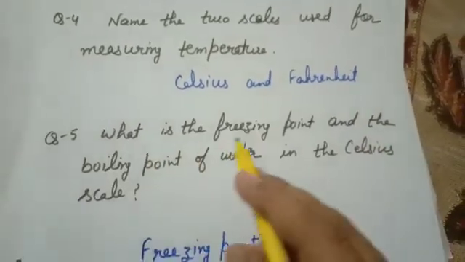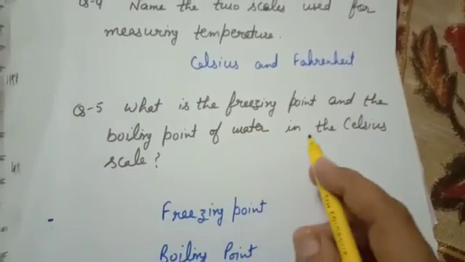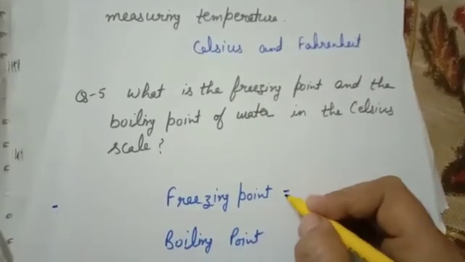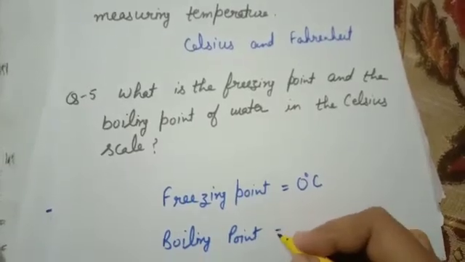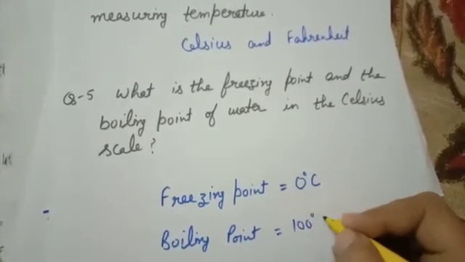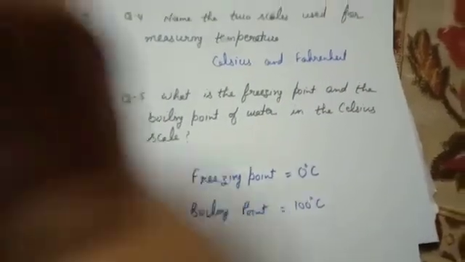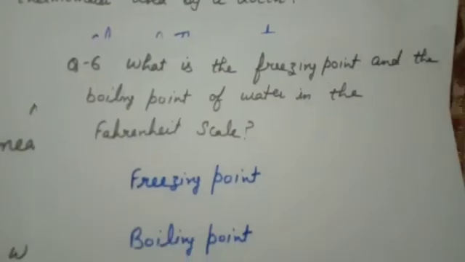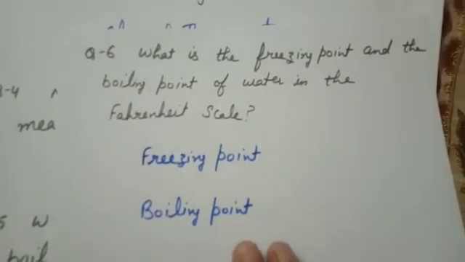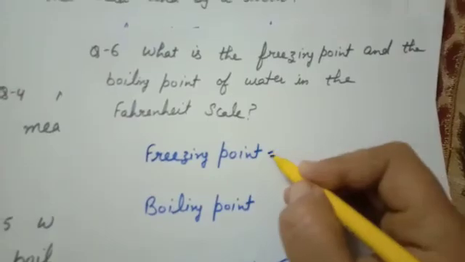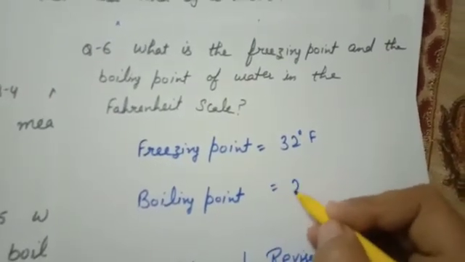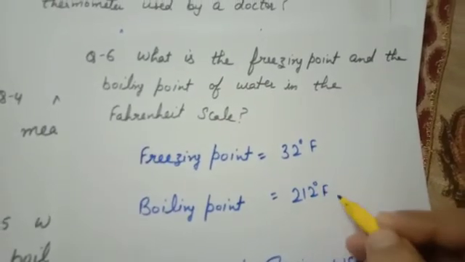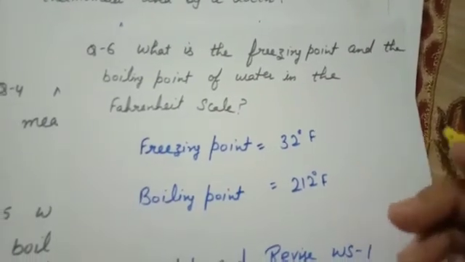Next is, what is the freezing point and the boiling point of water in the Celsius scale? We have just discussed, freezing point in Celsius scale is the lowest, 0 degree Celsius, and boiling point is the highest, 100 degree Celsius. After this, the last question, what is the freezing point and the boiling point of water in the Fahrenheit scale? Freezing point is 32 degree Fahrenheit and boiling point is 212 degree Fahrenheit. This completes our worksheet 1.